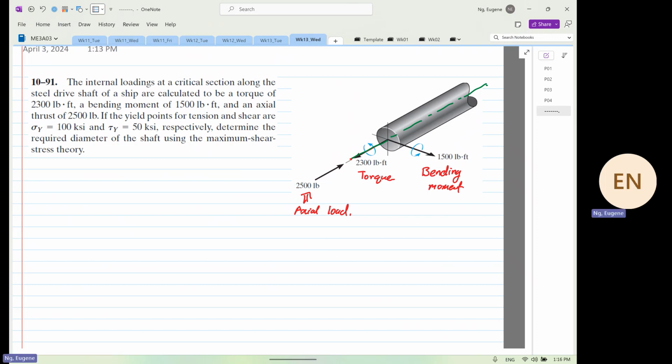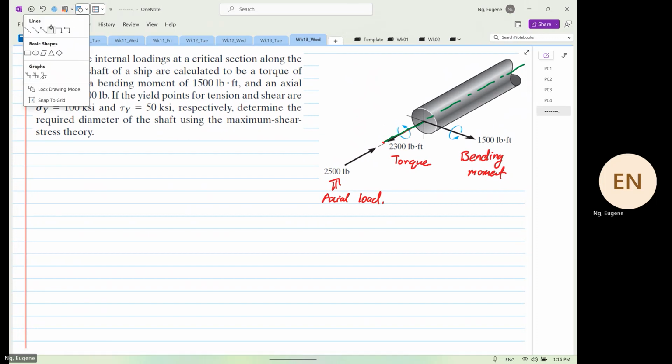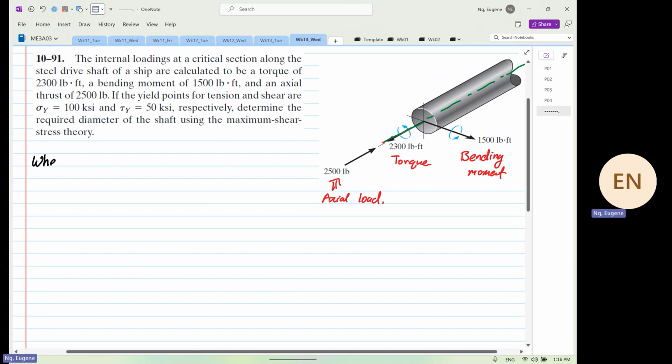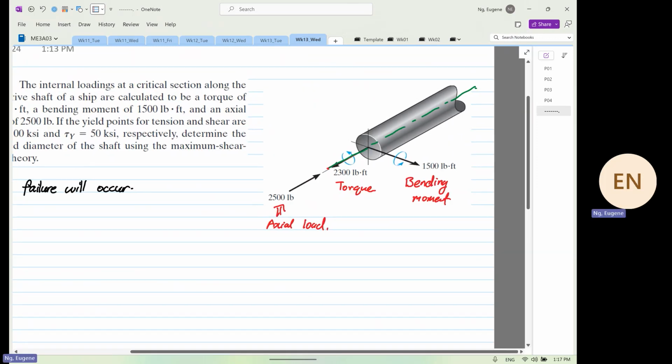You're partly right, okay? This question looks innocent, but this is what true engineering is all about. Where failure will occur, again, they don't tell you. You have to go fish. Yes or no? Go fish.